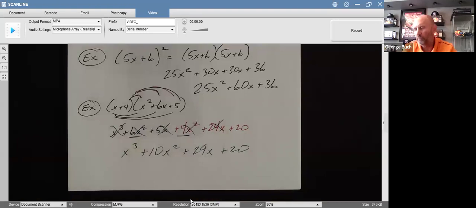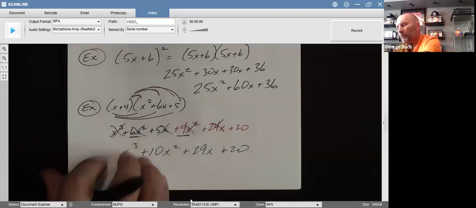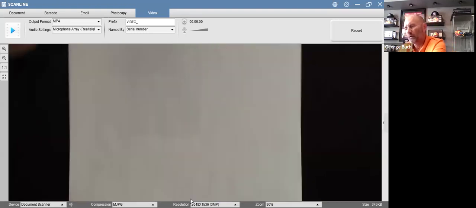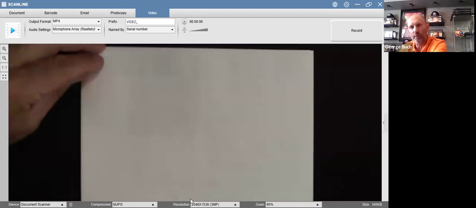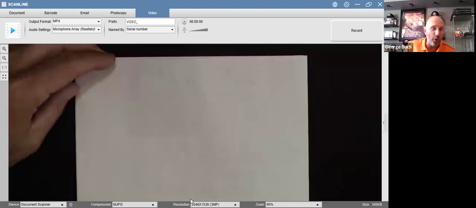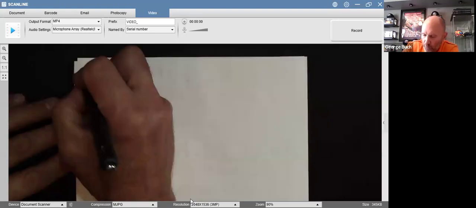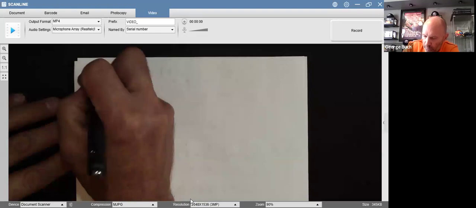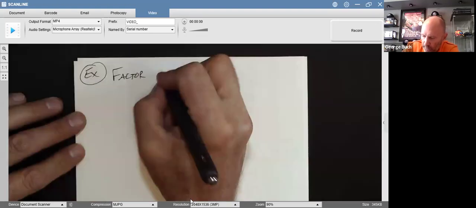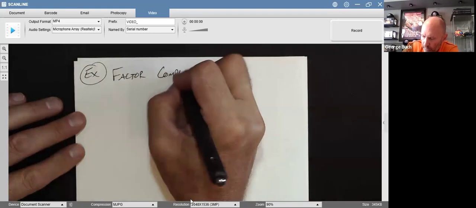So hopefully you guys did okay on those distribution problems. Those are the different types you'll see. Just some straight distribution, combine your like terms, some foiling, some binomial squared, some polynomials that you're multiplying together. Now let's get into our factoring problems. Let's go factor completely.